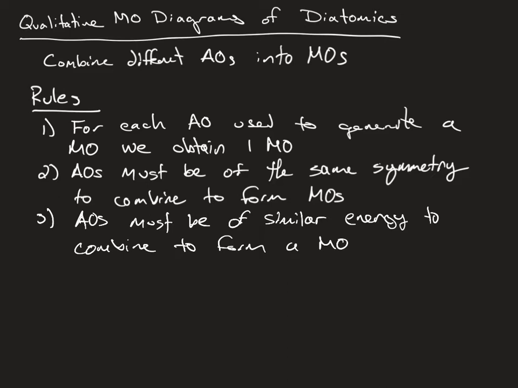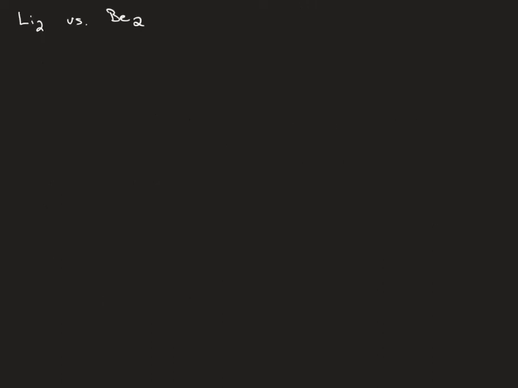What we're going to do in this video is look at the second row diatomics. We're going to look at both homonuclear diatomics and some heteronuclear diatomics. And what we're going to start with is comparing lithium 2 versus beryllium 2. So we're going to compare the MO diagrams of Li2 versus Be2.